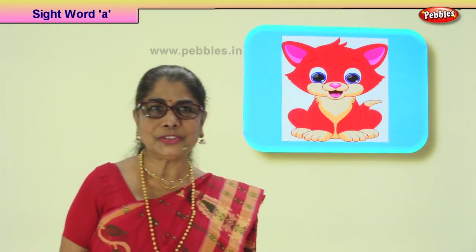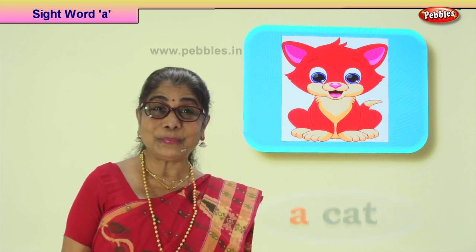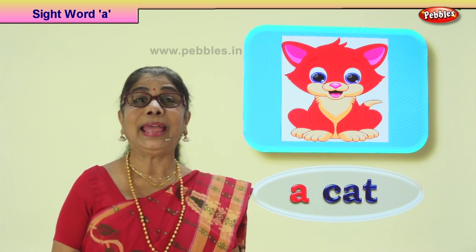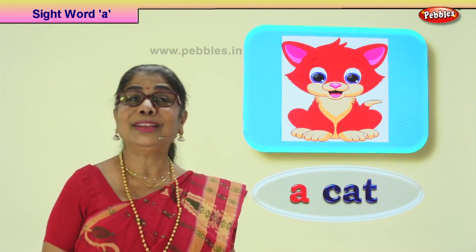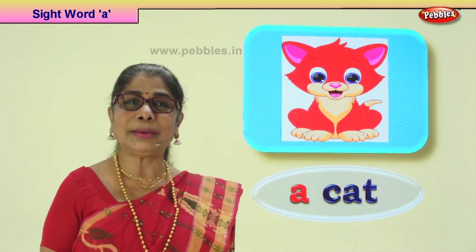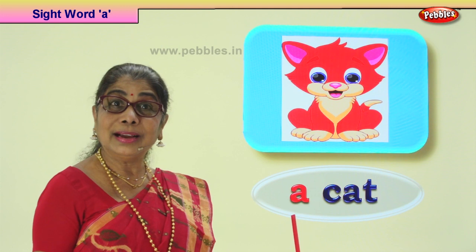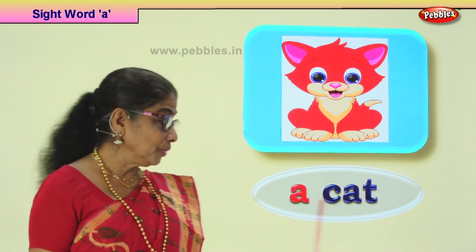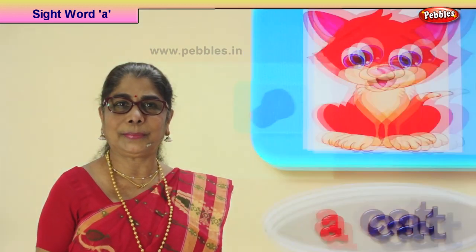Can you remember this picture? What is it? Cat. Very good. Do you have a pet cat in your house? Would you love to keep a pet cat in your house? And if you do have, what do you do with her? You chase her around, you throw a ball at her, you love to watch her play, you feed her some milk. Okay? Look at the sight word, a, and read, a cat. Very good. A cat. Excellent. Let's take our next picture.